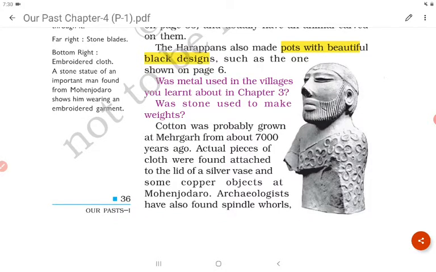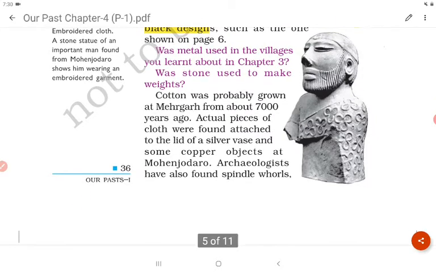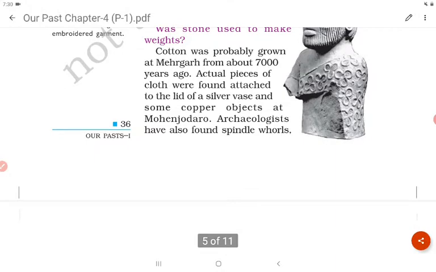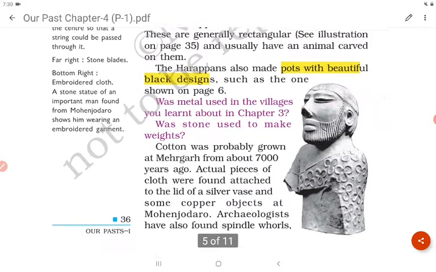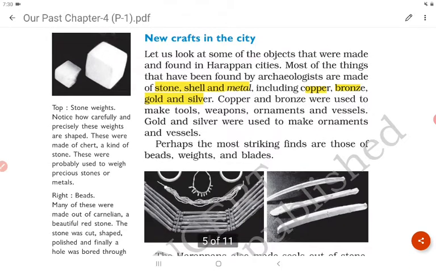Was metal used in the villages you learned about in chapter 3? Was stone used to make weights? In the Harappan civilization, we learned that stone weights were made of chert, a kind of stone.